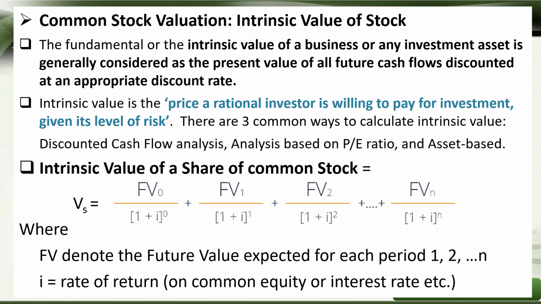So normally the formula given for the intrinsic value of a share of common stock is this. The value of share equals the future value expected for each period, 0, 1, next period, like that. So you keep on summing up till the last day, and you use the rate of return, dividing by 1 plus that rate of return, in order to calculate the interest amount. So the I stands for the rate of interest or the interest rate.